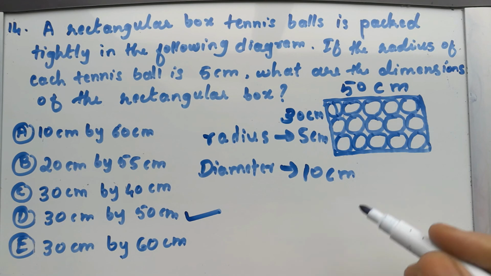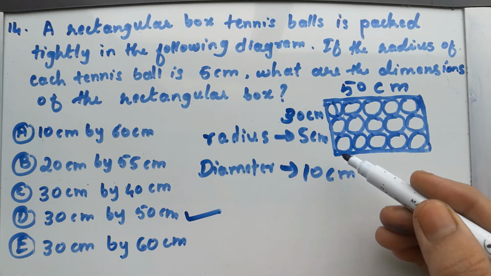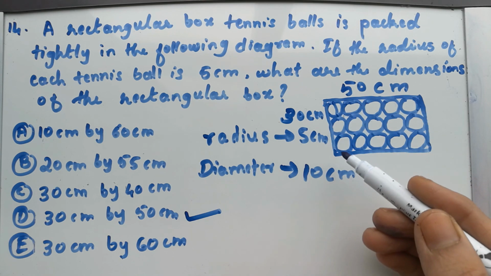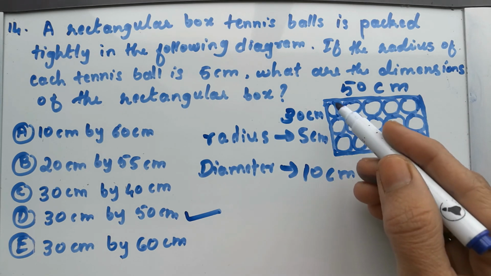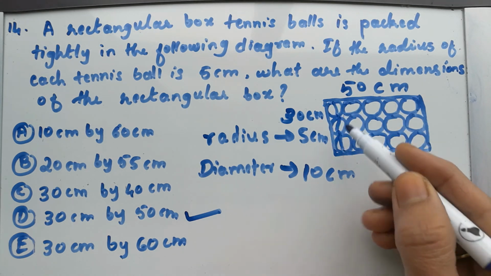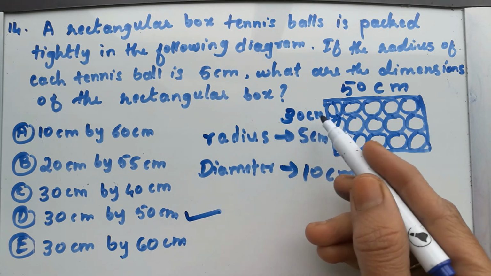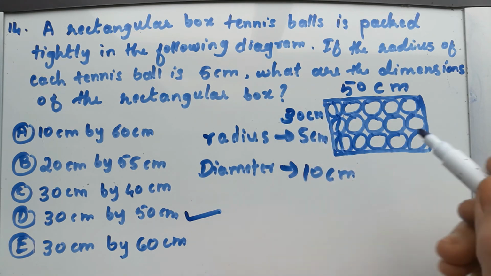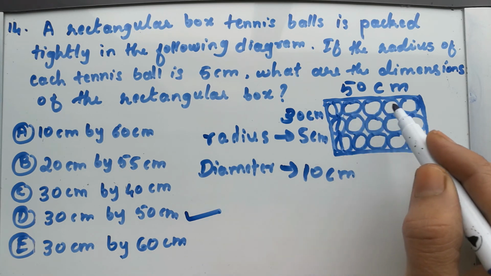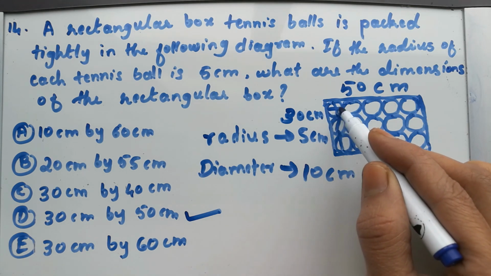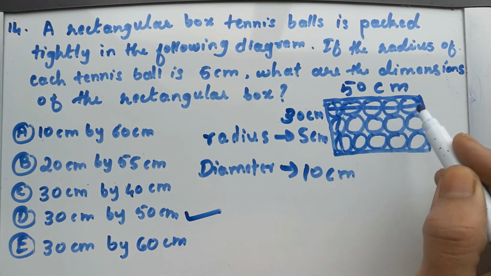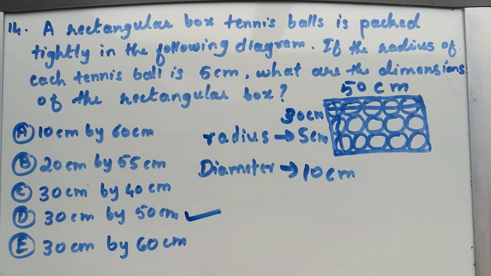So you can see here in the column there are 3 tennis balls fitting. Each tennis ball's diameter is 10 centimeters. So this is 10, this is 10, this is 10, so we have 30 centimeters, its breadth. And here 5 balls are fitting. So this is 10, 10, 10, 10, 10. 5 times 10 means 50 centimeters. So that's the answer, its dimensions are 30 by 50 centimeters.